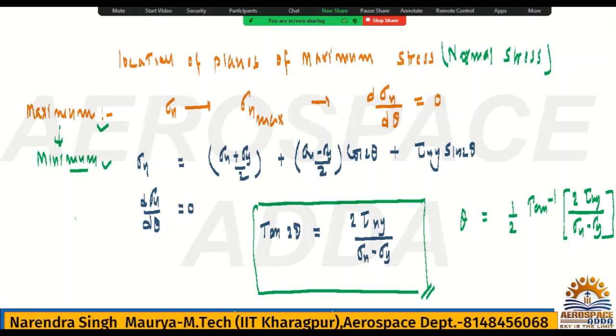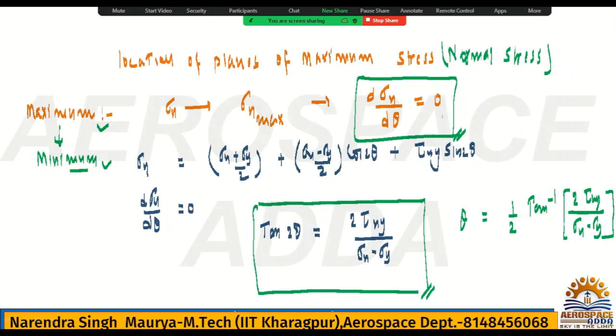So whatever theta value you get, one theta value will give the maximum value, and if you add 90 degrees for another plane, that value will give the minimum value. So maximum and minimum both you will achieve with this evaluation, like dou sigma n by dou theta equal to 0. So this is the condition for maximum and minimum both. Okay, that we will calculate. That is the one thing about the principal stresses.